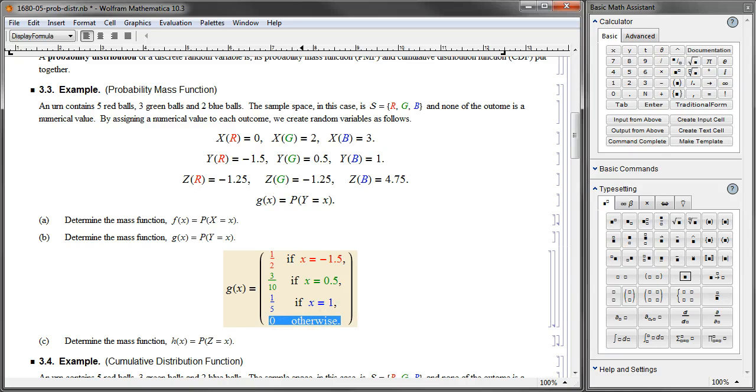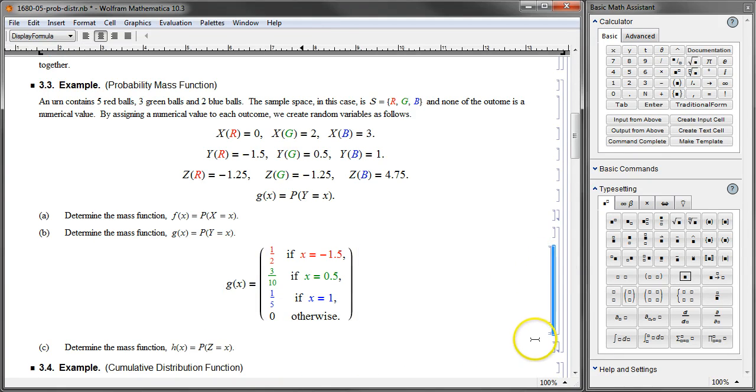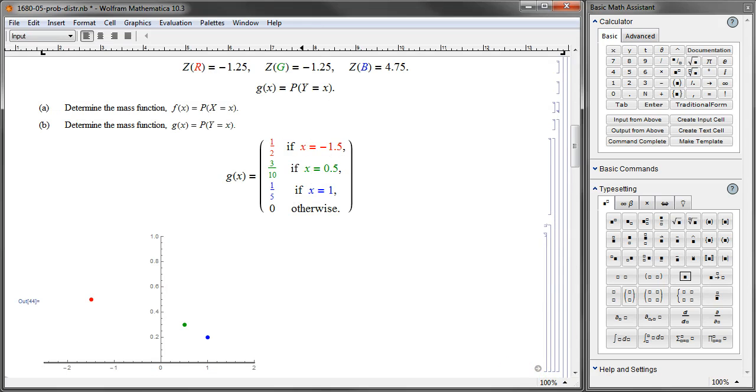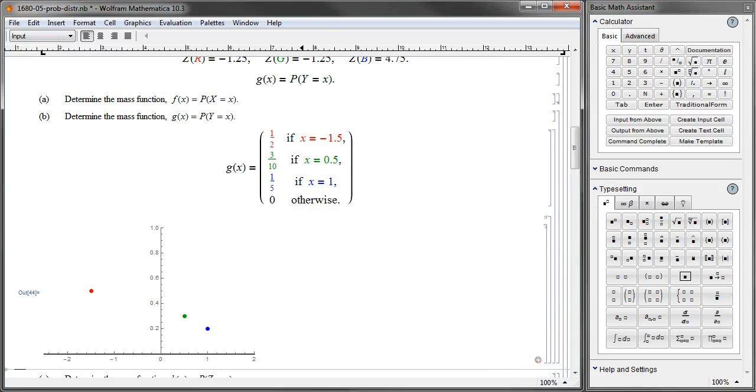Here's a graph. Bunch of dots, and then otherwise all 0. x equals -1.5: in that case, we have that probability 1/2. x equals 0.5, we have that probability 0.3. x equals 1, we have that probability 0.2. Otherwise, all 0.